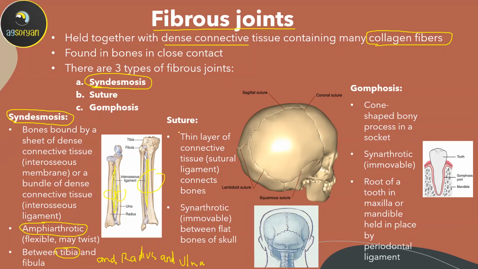The second type of fibrous joint is called the suture. Suture is actually a type of joint that is located in our skull, mostly in the cranium. You see we have frontal bones over here. We have two parietal bones. We have the occipital bone on the back. And we have the temporal bones on the side. If you see, these bones are connected with this joint. So this joint is called the suture.